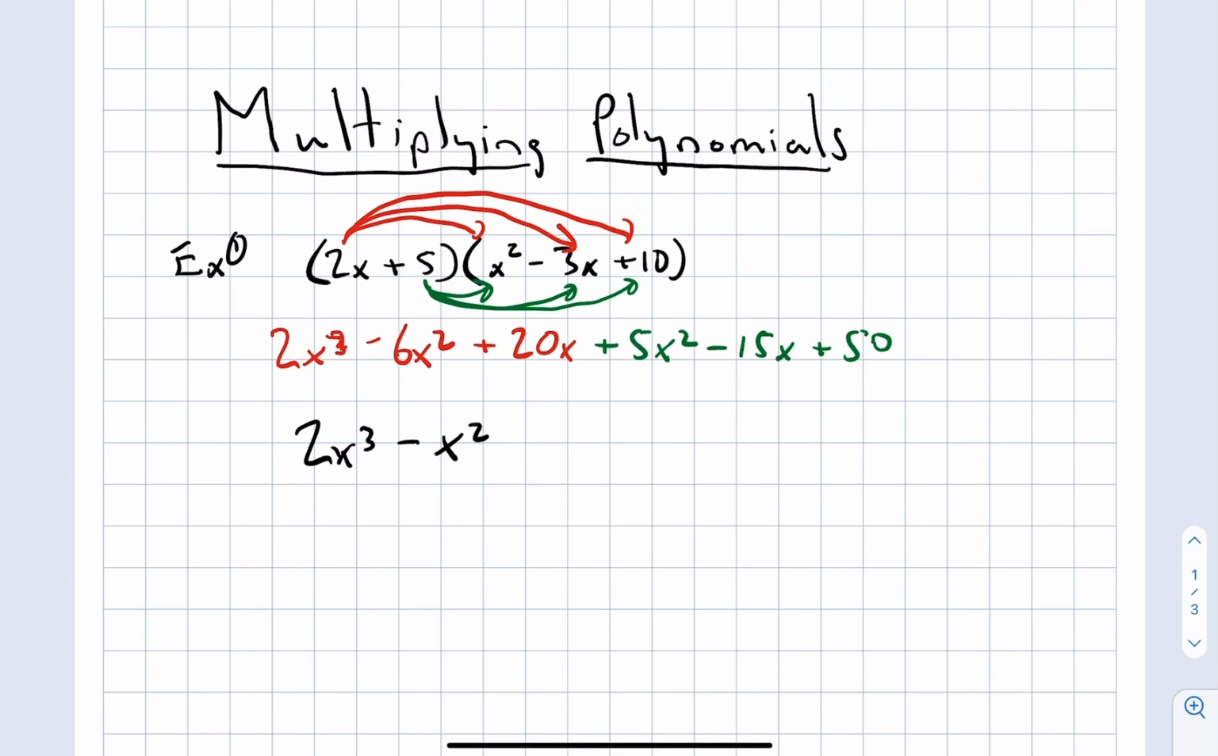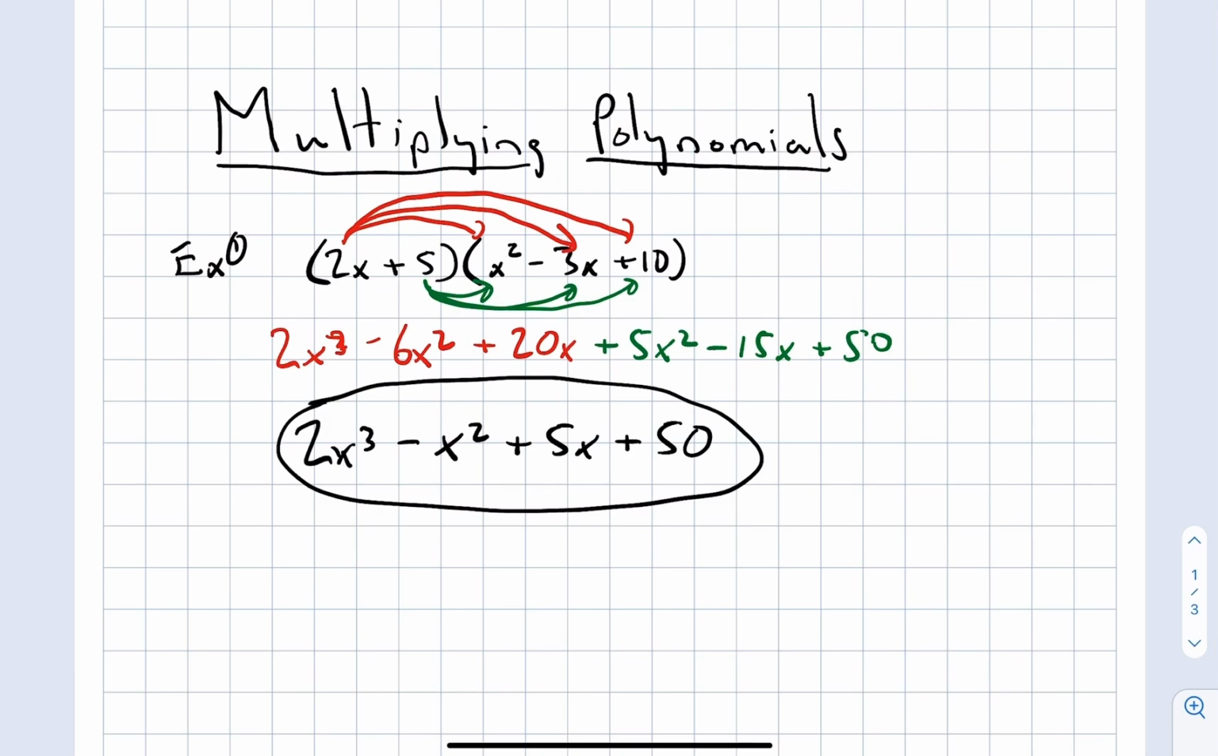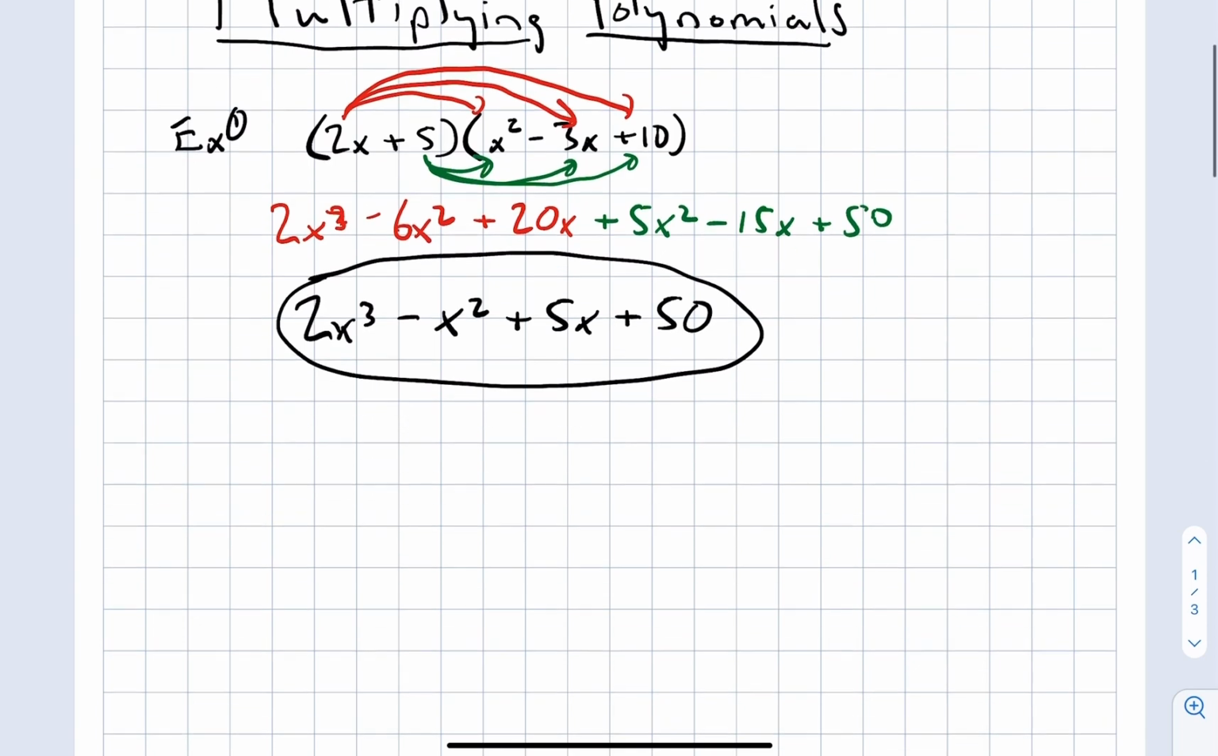Okay, we'll look for any x's to the first power. There's a 20x to the first power, a negative 15x to the first power. We can combine those to give us a positive 5x. And then finally, we look for any constants. We see this 50 here, and we do not see anything else, so we'll just put that in at the end. All right, so our final answer here is 2x cubed minus x squared plus 5x plus 50, and there's nothing else we can do with that. Okay, so that's how we multiply a binomial and a trinomial.